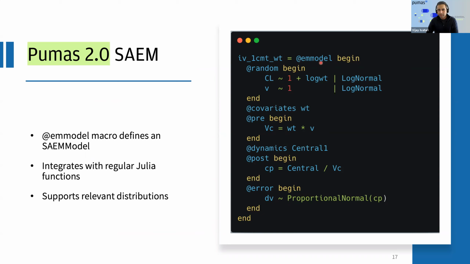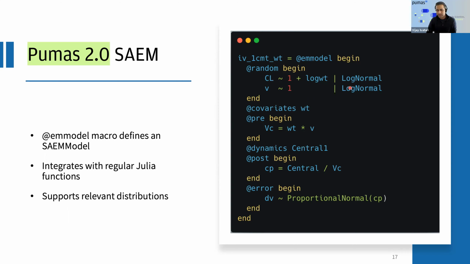Instead of the @model macro, we are calling it the @emmodel, for expectation maximization modeling. And we have a slightly different syntax for two blocks: the random block and the pre block. The random block and the vars block, where you write your equations as if you write a formula in R, right? So clearance is 1 plus log weight, and we support multiple distributions. We can get into the details later, but this is the new modeling syntax for SAEM.